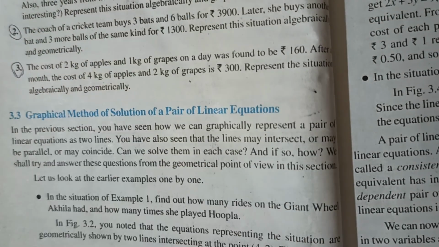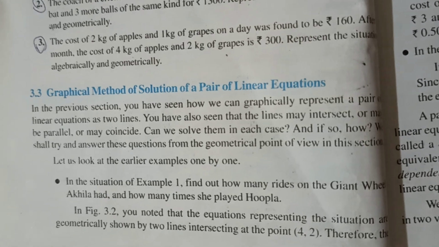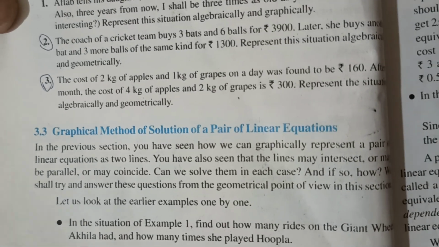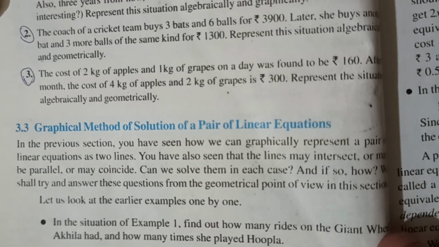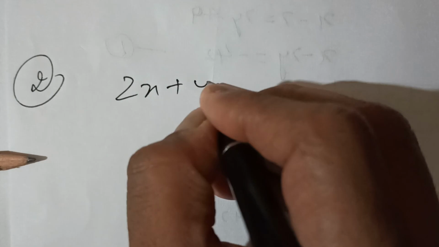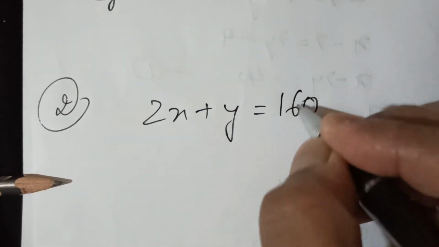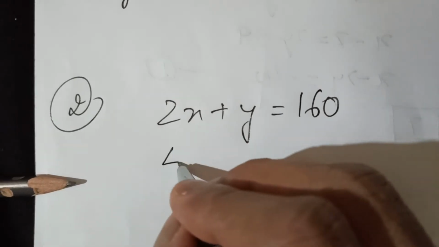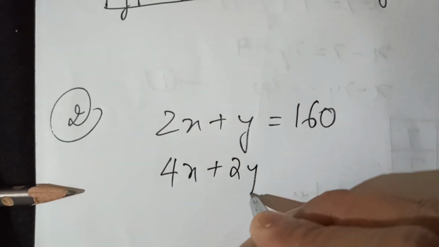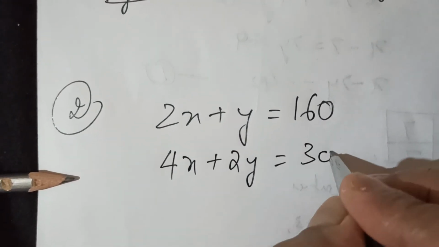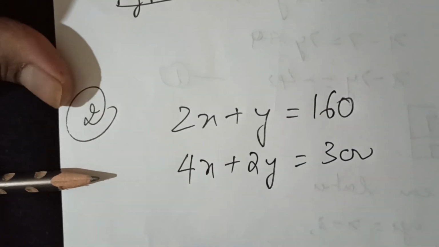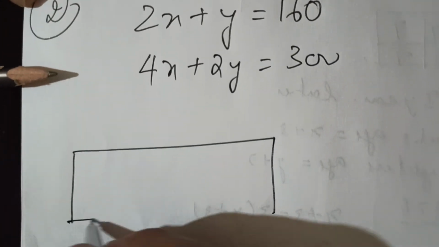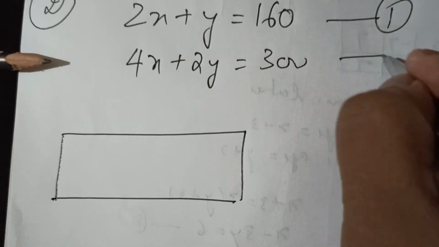So we assume let the cost of 1 kg of apple be x and the cost of 1 kg of grapes be y. So our first equation will be, I am writing the equation directly, 2x plus y is equal to 160, and the second equation will be 4x plus 2y is equal to 300. Now we make the table again for equation 1 and for equation 2.